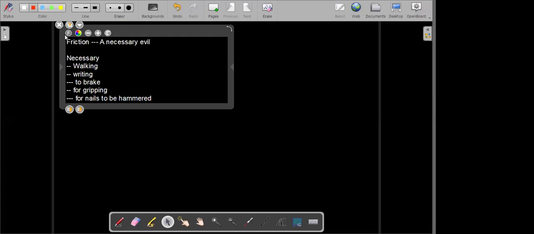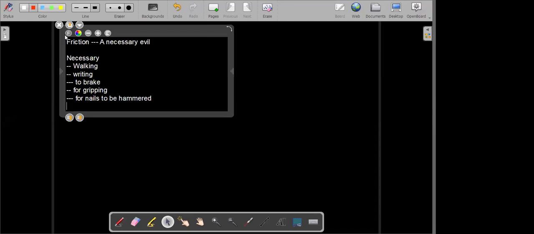We are able to lock our shirt buttons. That is also because of friction. Sir, we're able to light a matchstick, sir. Lighting of matchstick.